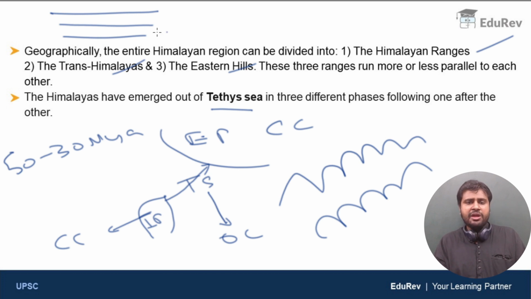So, the entire Himalayan region can be geographically divided into three parallel ranges: the Himalayan ranges, the Trans-Himalayas and the Eastern Hills. Now these three parallel ranges of Himalayas have emerged out of the Tethys Sea in different phases following one after the other. Clear? So these three parallel ranges of Himalayas emerged out of the Tethys Sea one after the other in different time periods. So that is how Himalayas have formed.